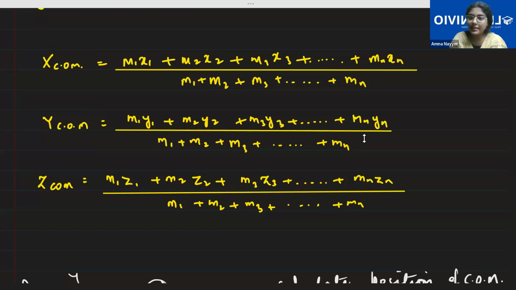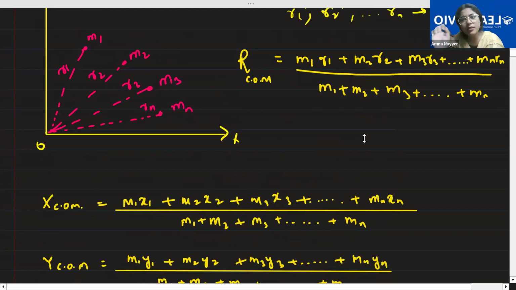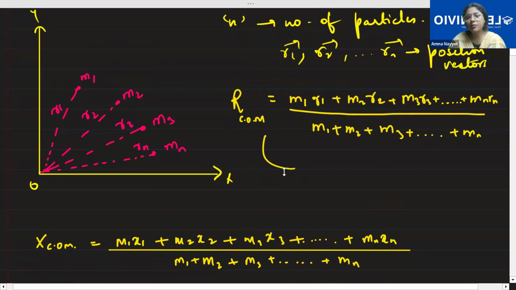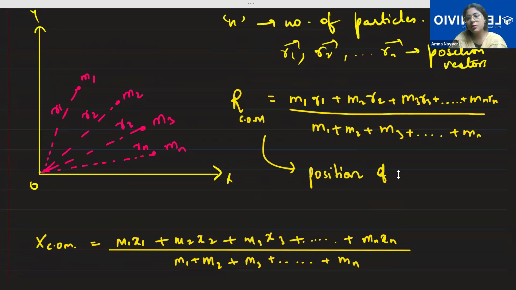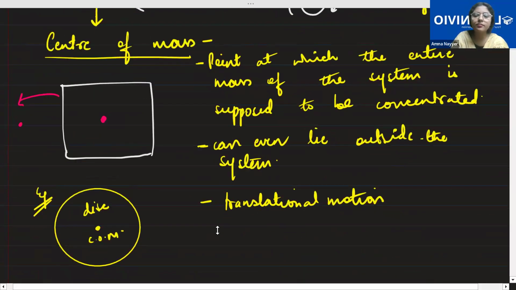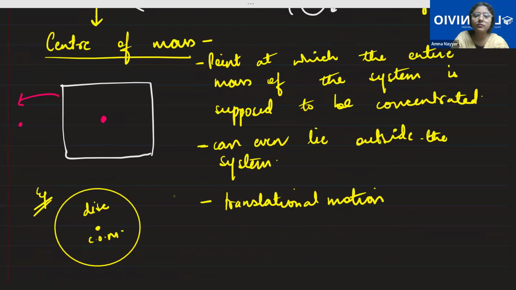This is for the individual axis, but actually the general formula is this one, and that is valid. R_CM is the position of the center of mass. Okay, is it clear, center of mass, to all? Yeah, ma'am. Write it down.